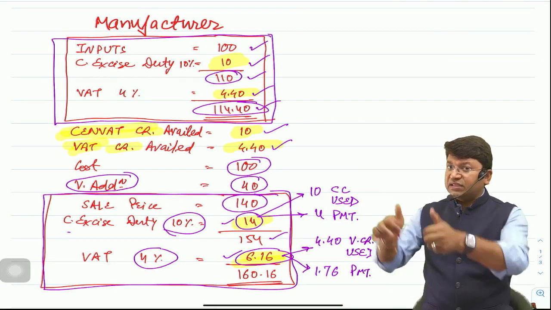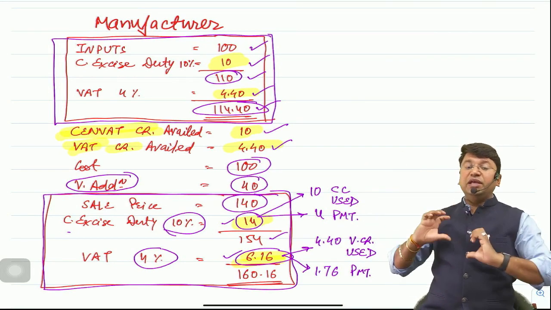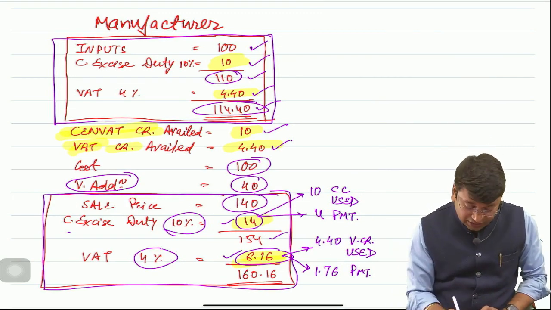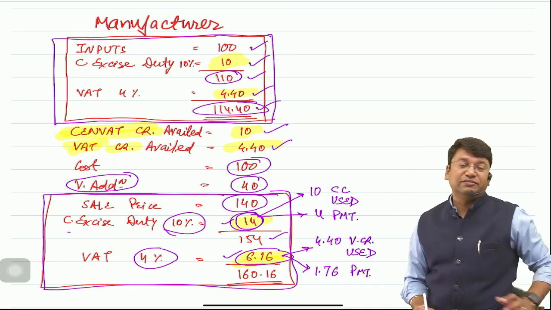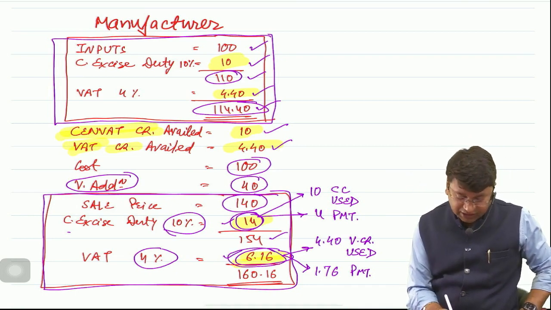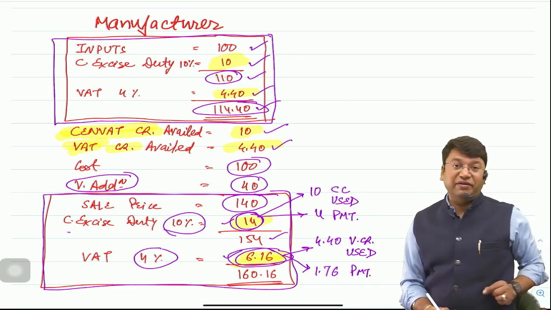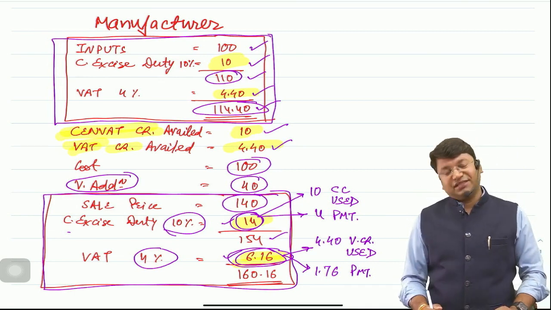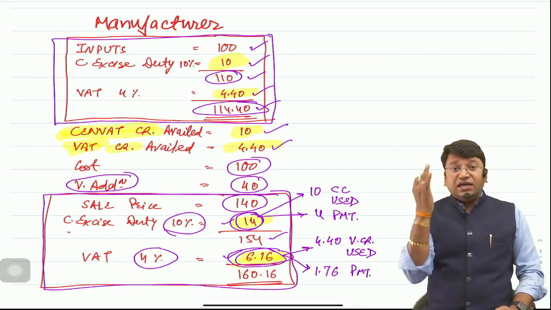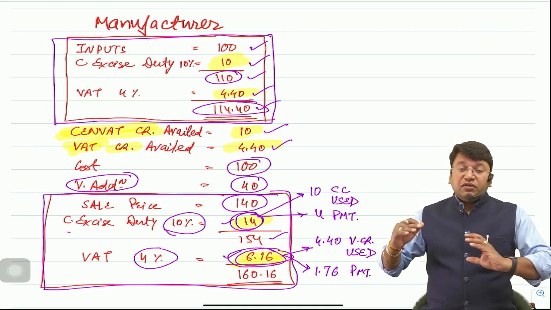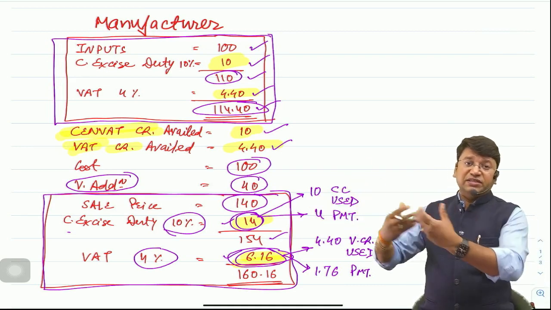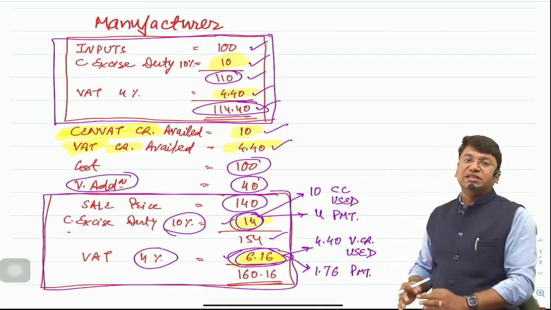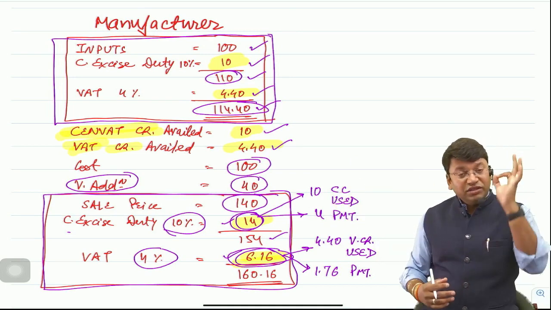This is indirect tax. He will collect 160.16 from the customer. But out of this 160.16, 14 is the liability of central excise duty, and 6.16 is the liability of state VAT, the state sales tax. Now the manufacturer has collected 14 as excise duty from his customers and 6.16 as VAT from his customers. Now these are indirect taxes.